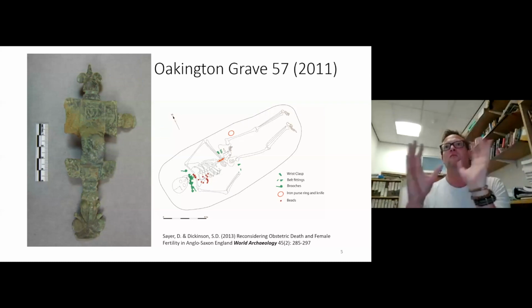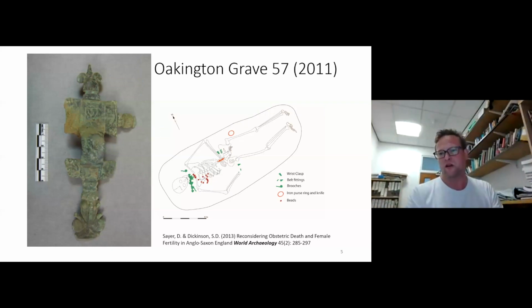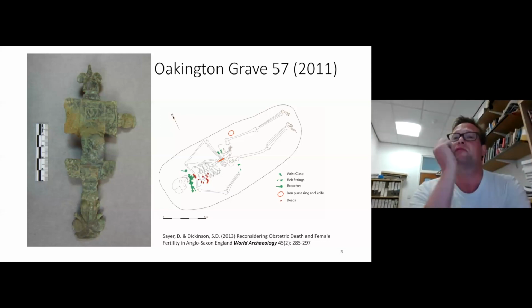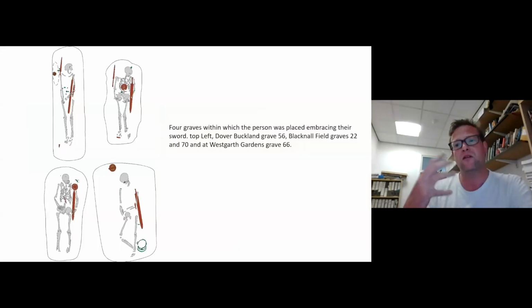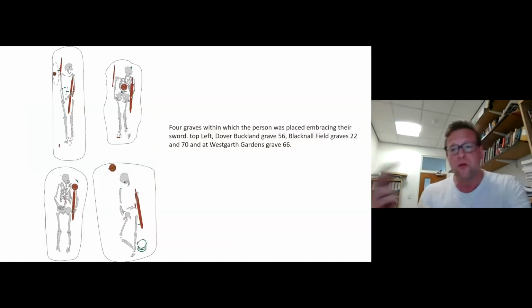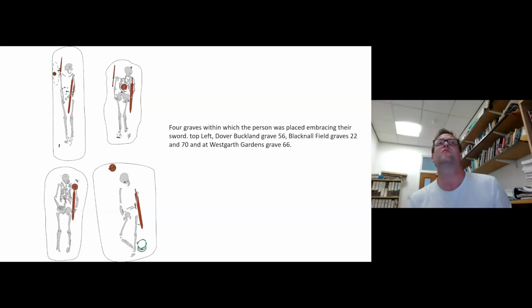So as I said, women are often buried with objects like this. So this is a cruciform brooch from Burial 57, also from Oakington, from a woman in her sort of 20s or 30s. This is a lovely object, a complicated copper object. Okay, men often buried with weapons, not always, but sometimes. We've got four examples here of men buried with swords, spears, and shields to illustrate that.